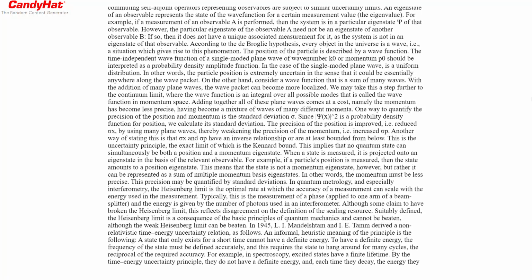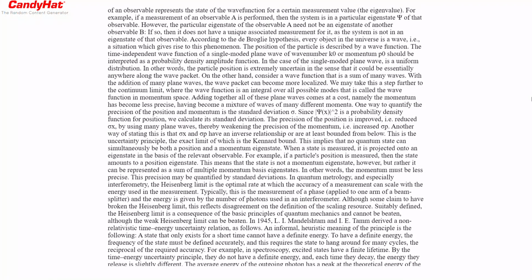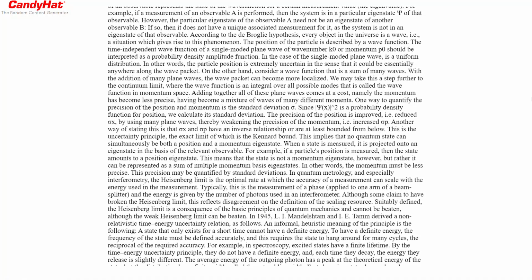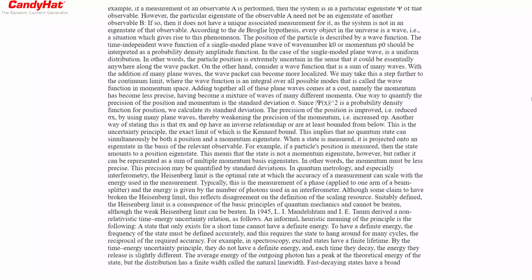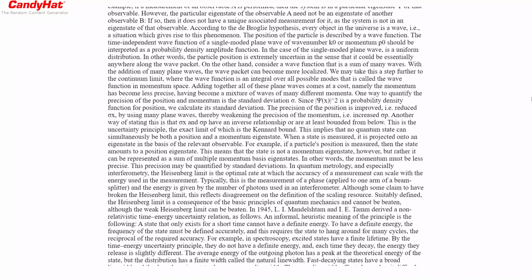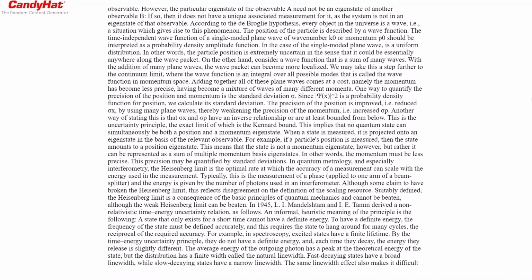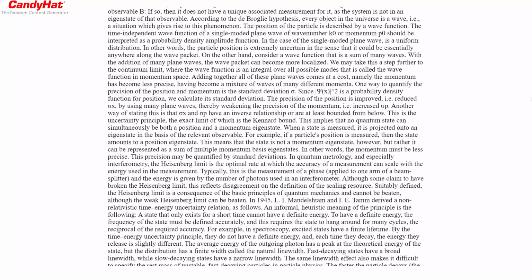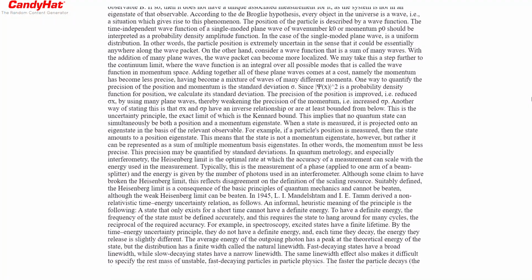In 1945, L.I. Mandelstam and I.E. Tamm derived a non-relativistic time-energy uncertainty relation, as follows. An informal, heuristic meaning of the principle is the following: a state that only exists for a short time cannot have a definite energy. To have a definite energy, the frequency of the state must be defined accurately, and this requires the state to hang around for many cycles, the reciprocal of the required accuracy.